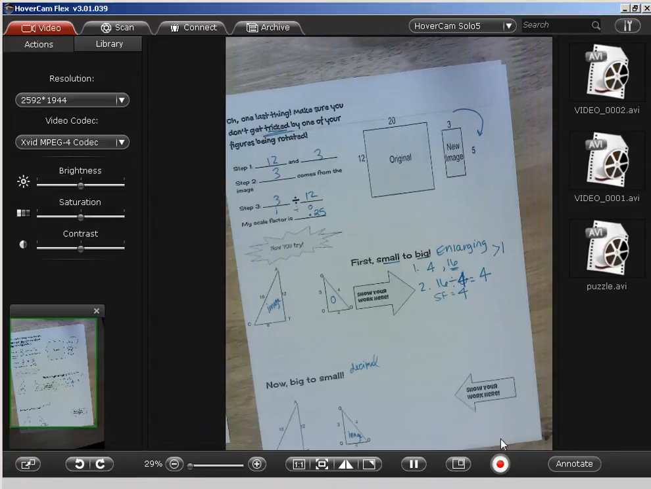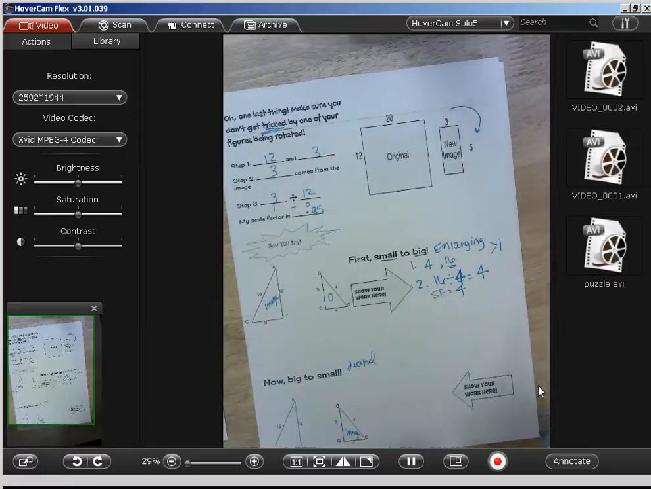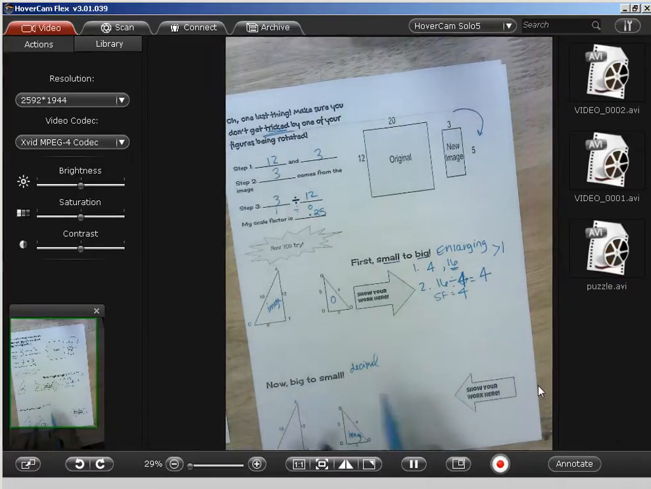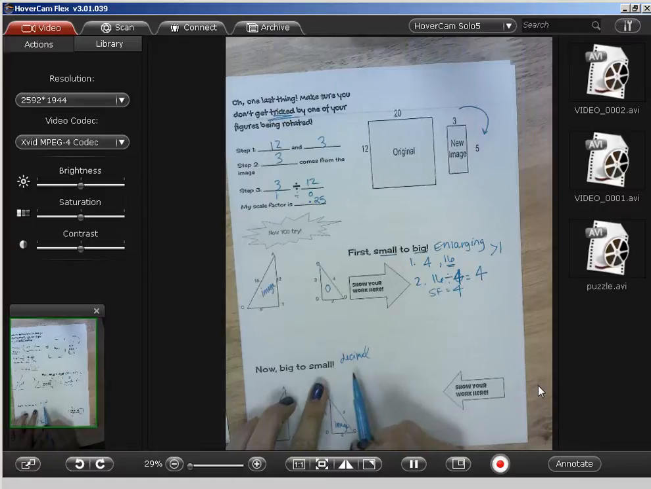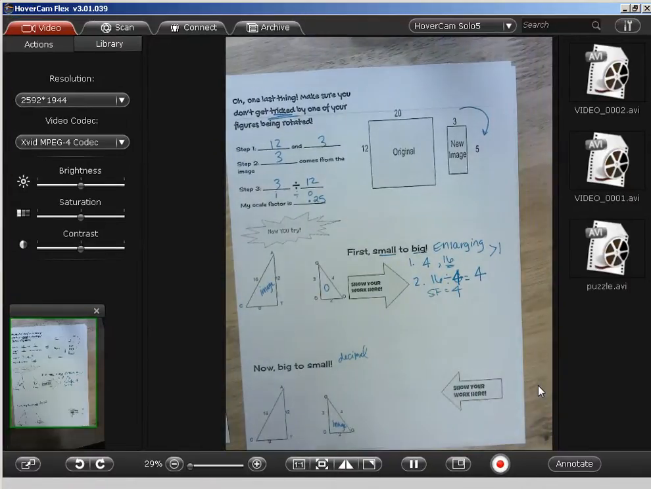They cut me off while I was right in the middle of talking to you guys about going from a big shape to a small shape. So as we were saying, when we go from big to small, this should end up being a decimal.